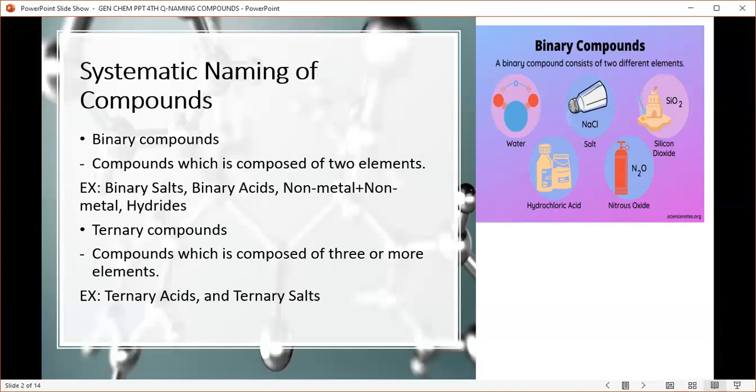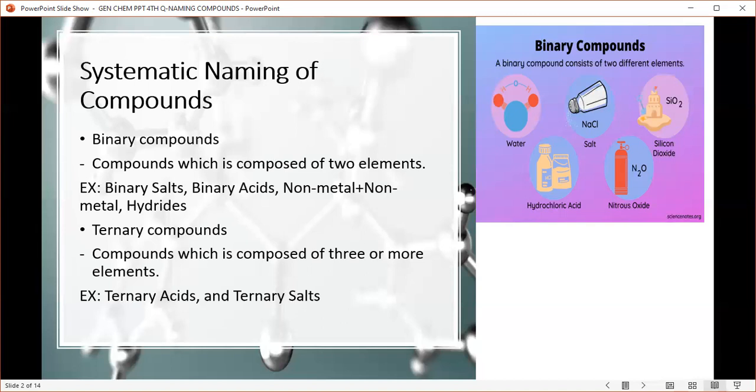Right now, we will be focusing on how to name these different compounds. And I hope that throughout our lesson, you'll be able to understand how we will be able to name each of the examples given here.